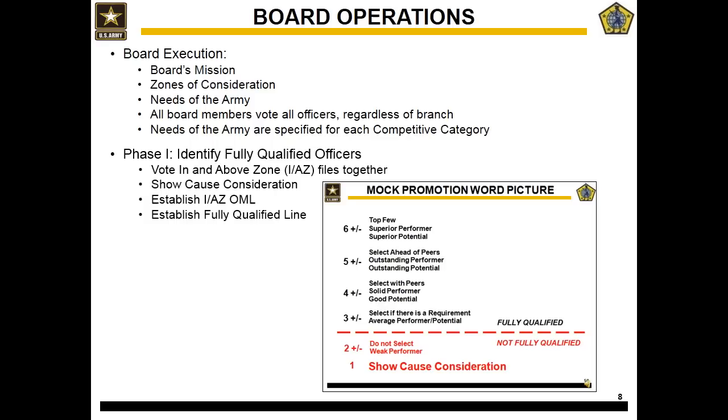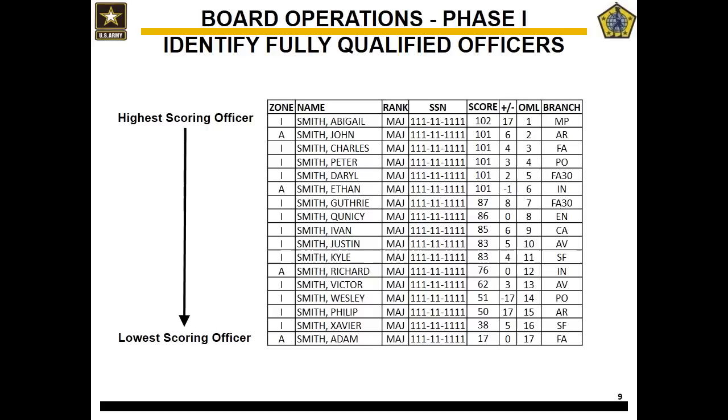Let's take a look at an example OML. This is a fictitious OML from the Operations Competitive category. In this example, there are 17 board members. The highest score an officer can receive is 102 plus 17. That is, all 17 board members applying a score of 6 plus. 6 times 17 equals 102, and 17 pluses add up to plus 17. The lowest score an officer can receive is 17. That is, all 17 board members applying a score of 1, or consideration for show cause.